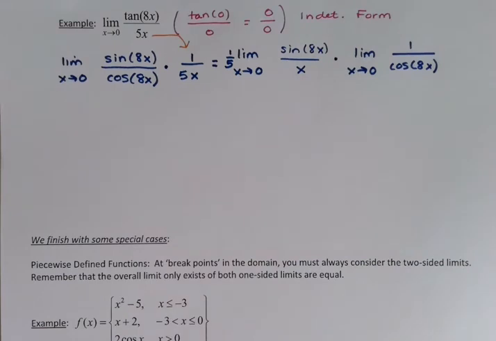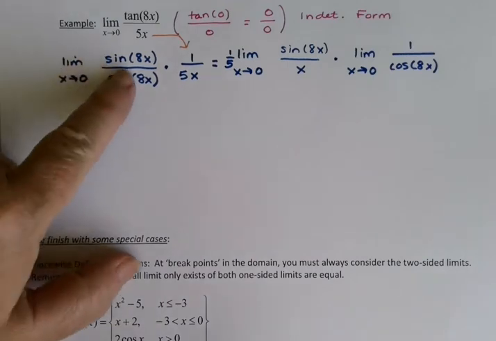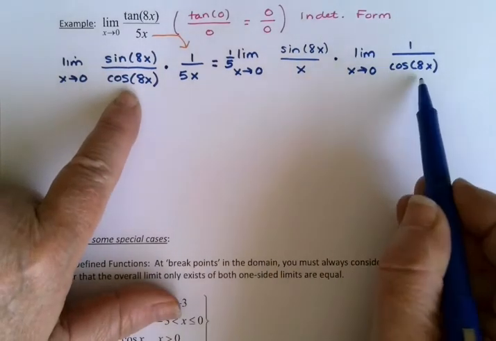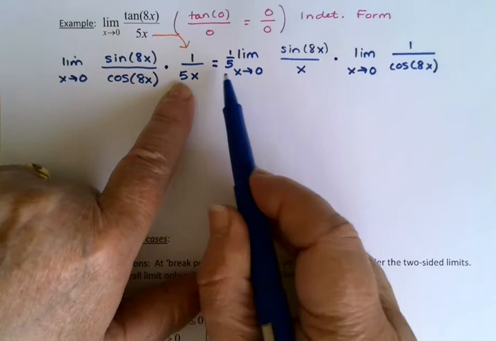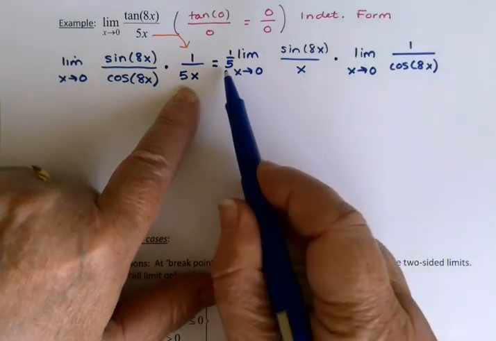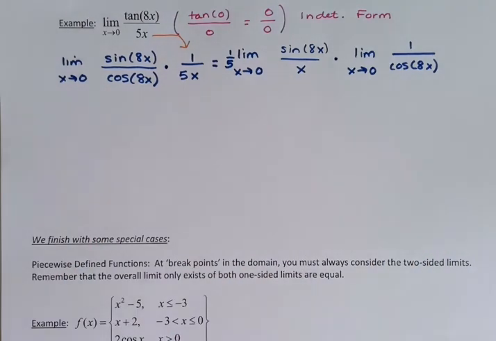Okay. Take a look through here and just convince yourself that we haven't lost anything. It's all still there. The sine 8x is here. The cosine 8x is here. The 5 is out in front. The x is still in the denominator here. And again, the 5 is still in the denominator, right? We haven't moved anything around. We haven't lost anything. It's all still there.